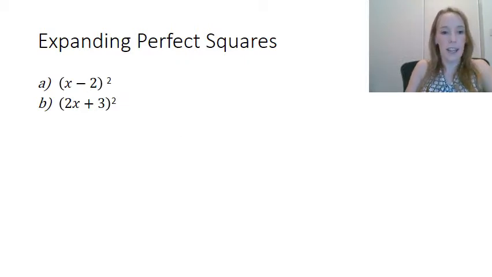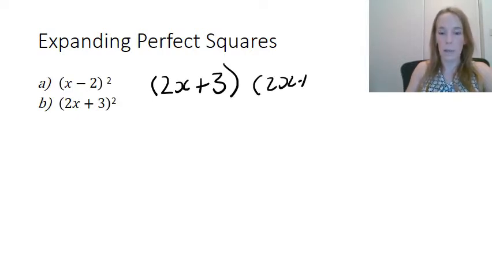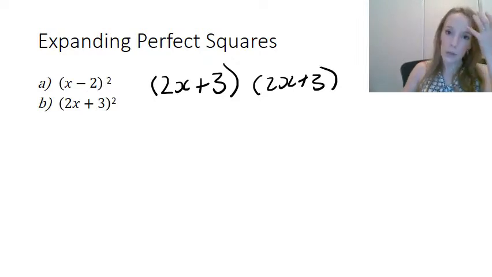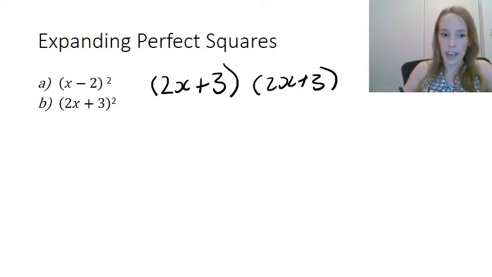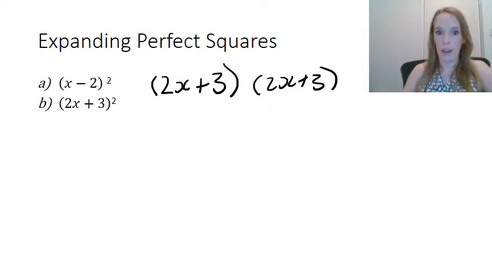Okay, our second one, again, we've got another difference of two perfect squares. 2x plus 3, 2x plus 3. So this is a positive one. So we're following that a squared plus 2ab plus b squared. So you could skip straight to the answer, but again, I'll show you how to step it out properly.